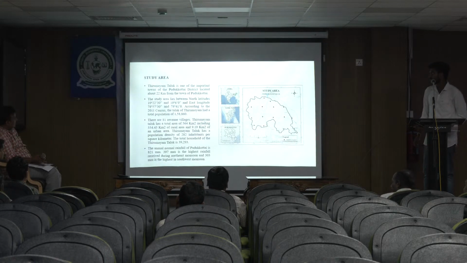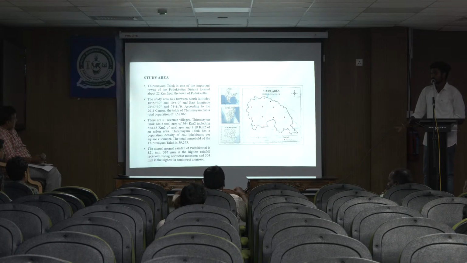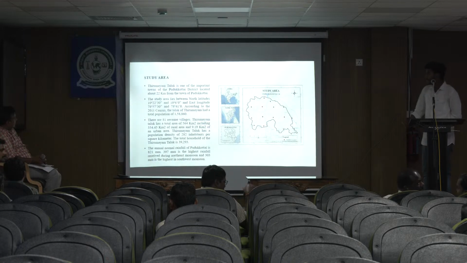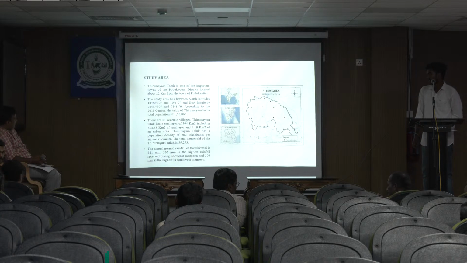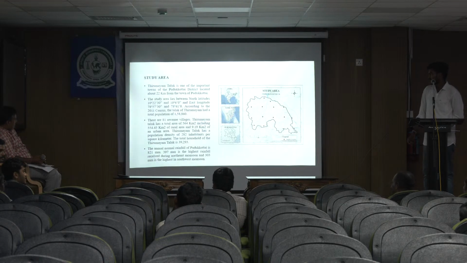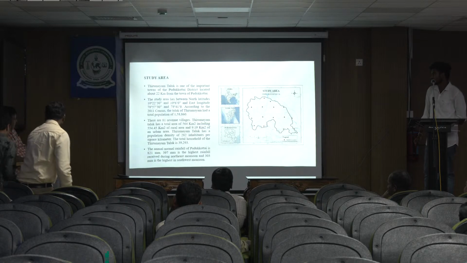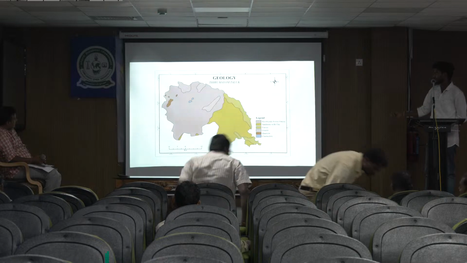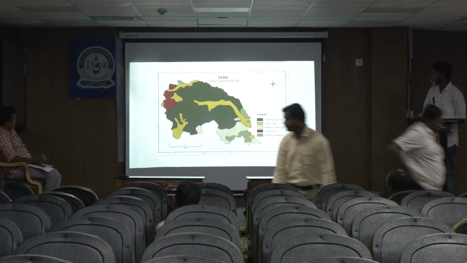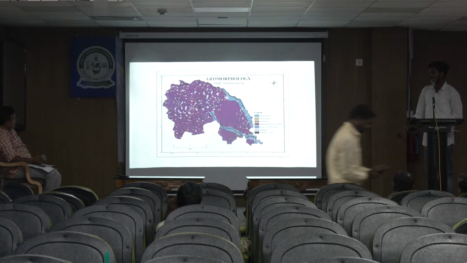This is my study area. Thirumayam Taluk is one of the important towns in Pudukkottai district, located about 22 kilometers from Pudukkottai. Here you can see the annual normal rainfall of Pudukkottai is 821 millimeter. 397 millimeter is the highest rainfall, received during the northeast monsoon. This is the geological structure of the study area, the soil of the study area, and the geomorphology of the study area.